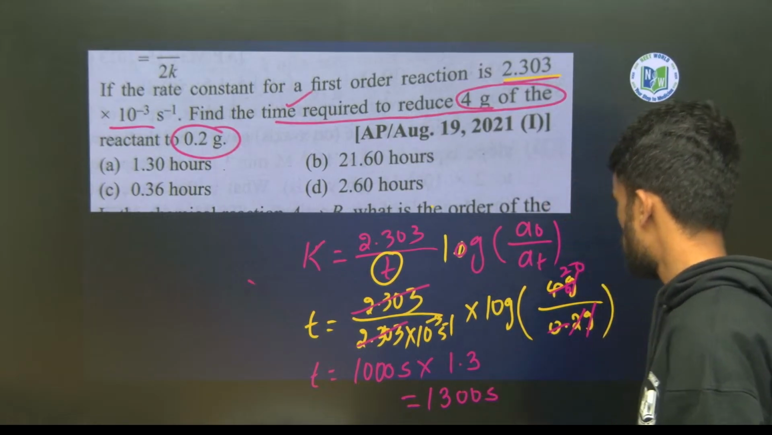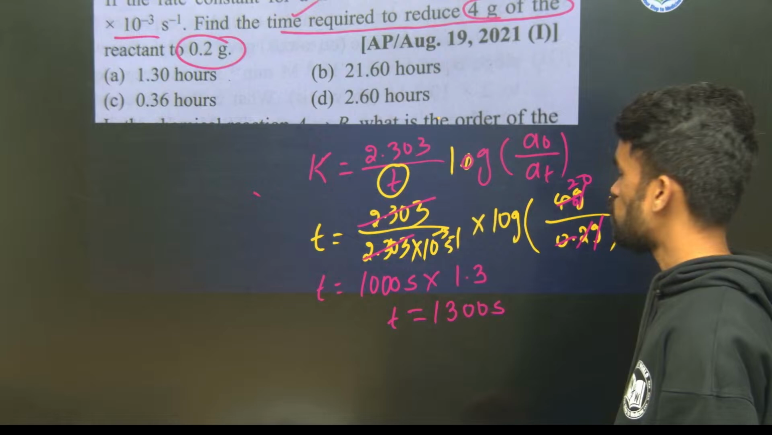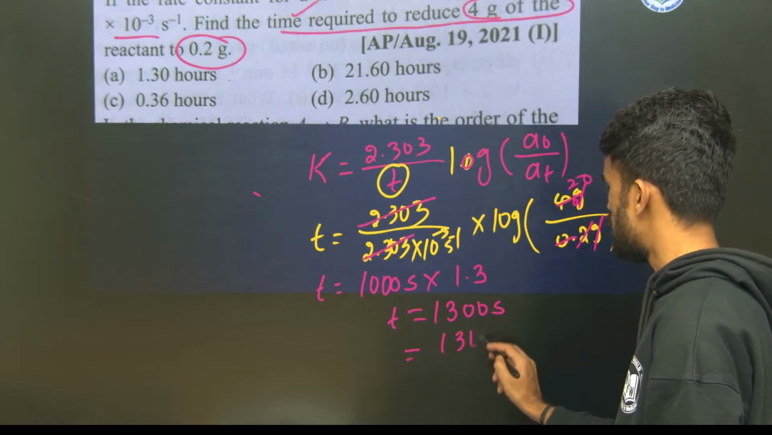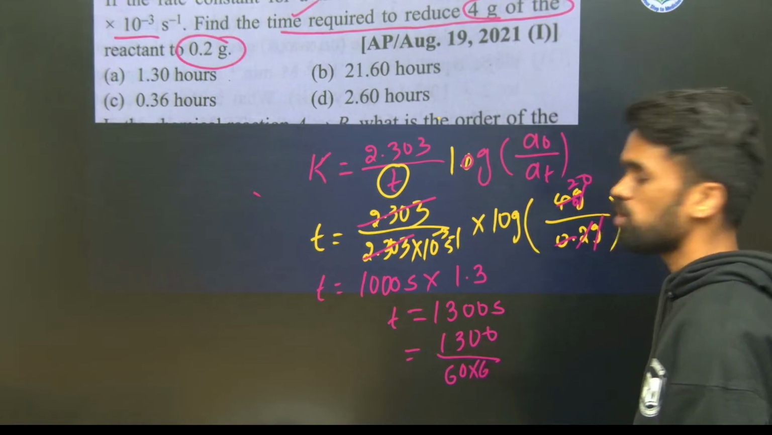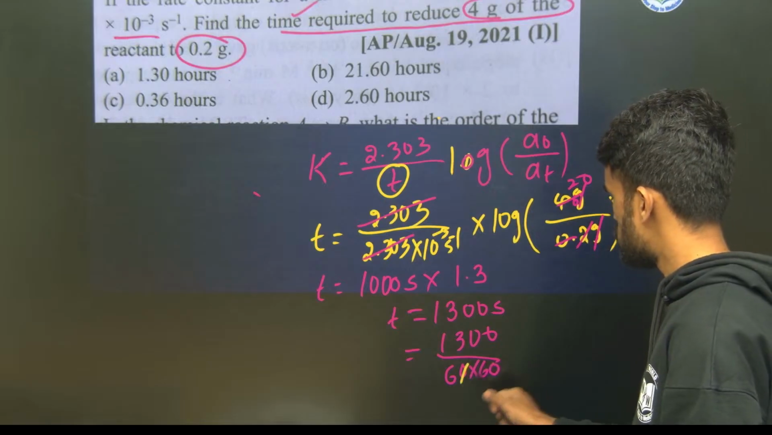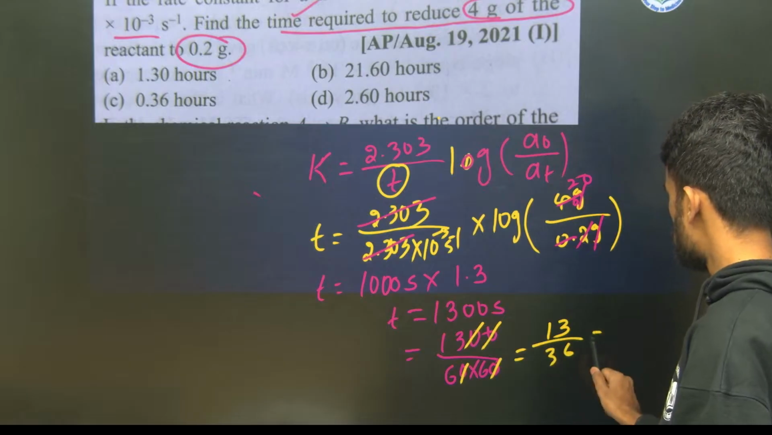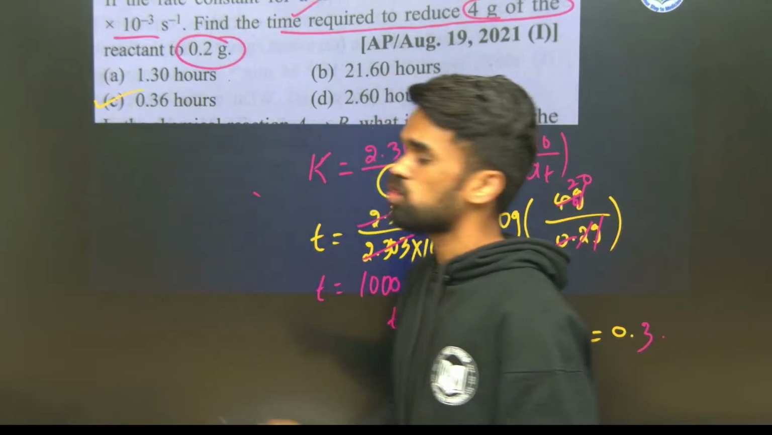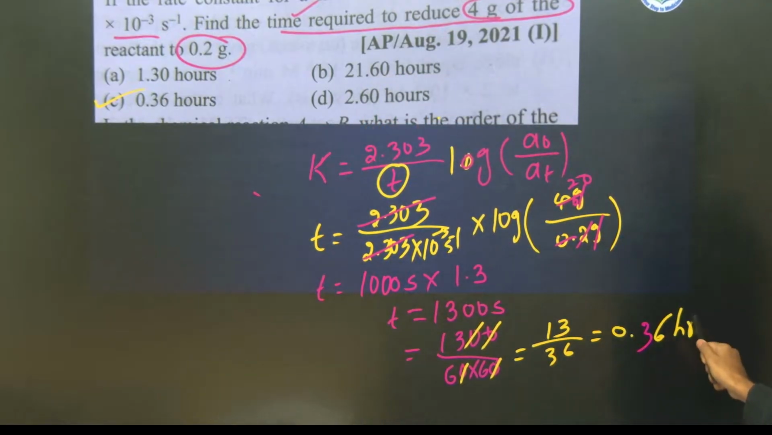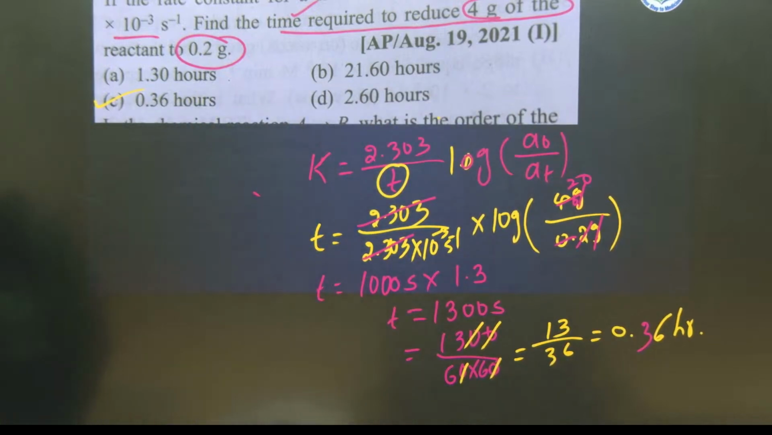So this will be 1300 seconds. I got the time in seconds, but all the options are in hours. So what you need to do? If I divide 1300 by 60, I get minutes, and dividing again by 60, I get hours. So removing the zeros, I have 13 by 36. If I put the decimal, 130 by 36 means around 3. Checking the options, option C has 0.36 hours. So your option C will be perfect here.